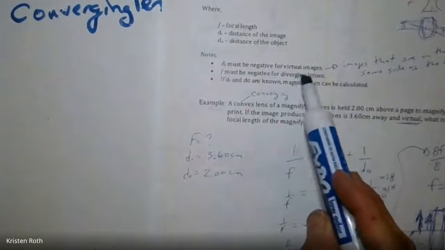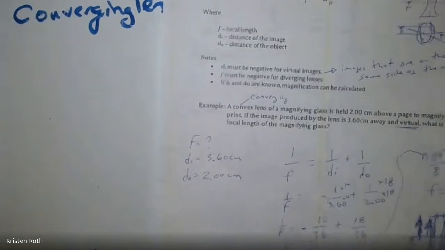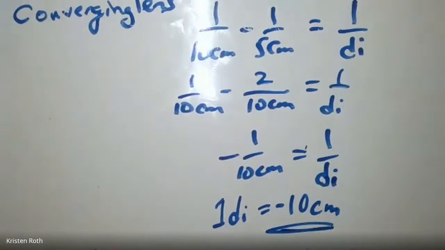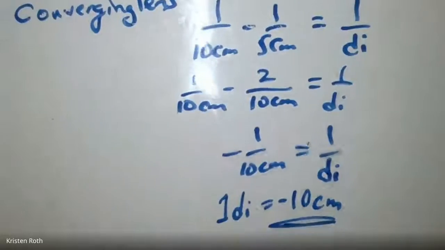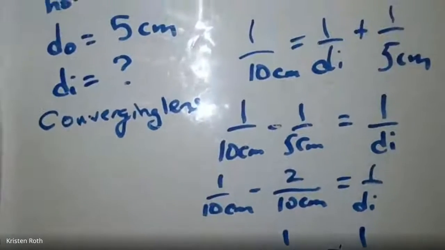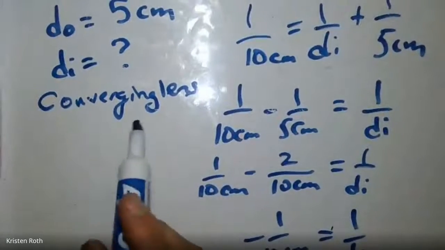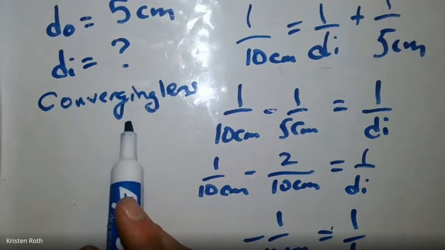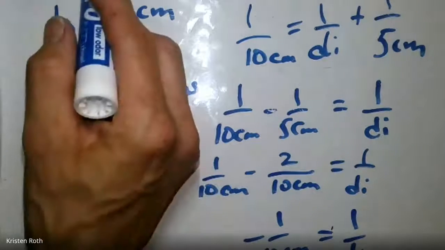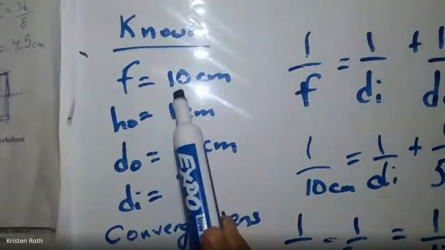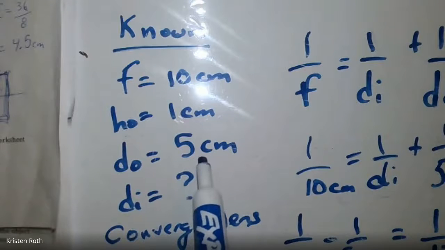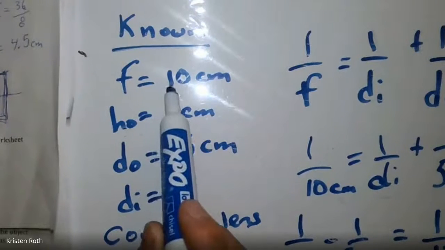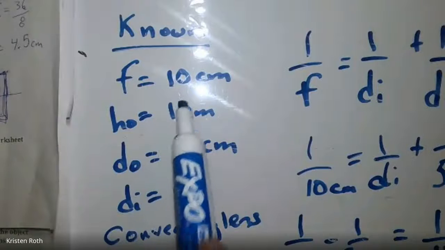which is correct because DI must be negative for virtual images. How did we know that this was a virtual image? Well, it's a converging lens, and we know that anything in front of the focal length for a converging lens is going to make a virtual image. If our focal length is 10 centimeters and our object is 5 centimeters, our object is in front of that focal length, which means that the image is going to be virtual.